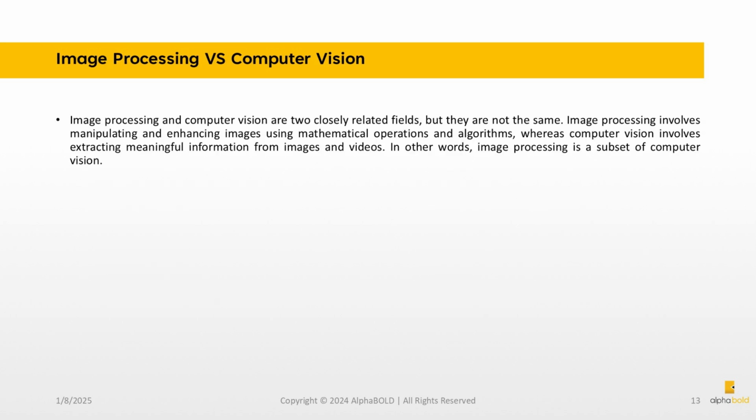Image processing and computer vision are two closely related fields, but they are not the same. Image processing involves manipulating and enhancing images using mathematical operations and algorithms, whereas computer vision involves extracting meaningful information from images and videos. In other words, image processing is a subset of computer vision.